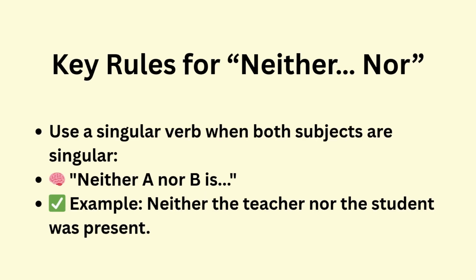There are some rules for using neither nor as well. When we are using neither nor and both the subjects are singular, then the verb will also be singular. For example, neither the teacher nor the student was present. Teacher and student are singular nouns, so the verb, which is was, is also singular.